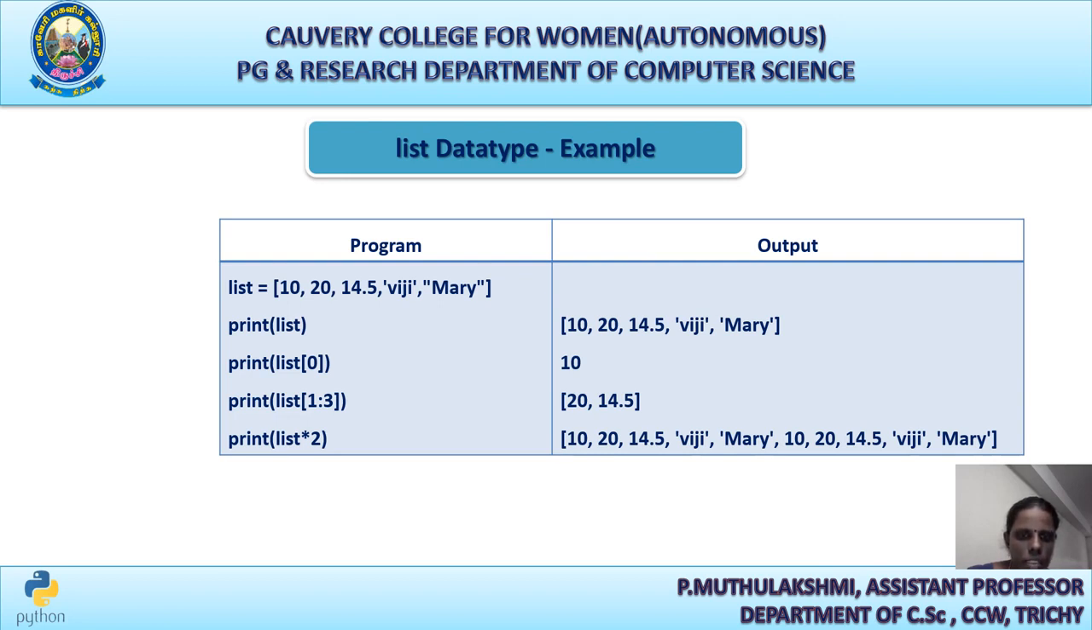Now print the list. It prints the values 10, 20, 14.5, Vijay and Mary. Print list of 0 prints the initial value 10. Print list of 1 colon 3 returns index value 1 and index value 2, and all the values between will be printed here. So index value 1 is 20 and index value 2 is 14.5. List times 2, this is the repetition operator. The entire elements in the list are repeated twice.